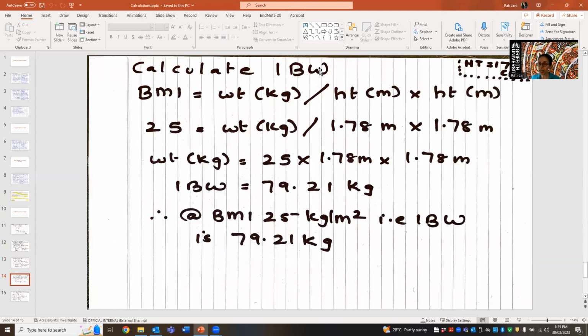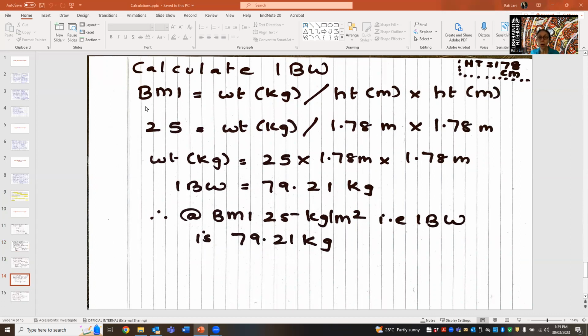Then how do you calculate ideal body weight? Let's hypothetically assume that this person has a height of 178 centimeters. Now what is the formula for BMI? BMI is weight, represented in kgs, divided by height in meters into height in meters. So what is ideal body weight? Ideal body weight is the person's weight at a BMI of 25. That's why we want to get data for the weight at a BMI of 25, which is why we write 25 over here.